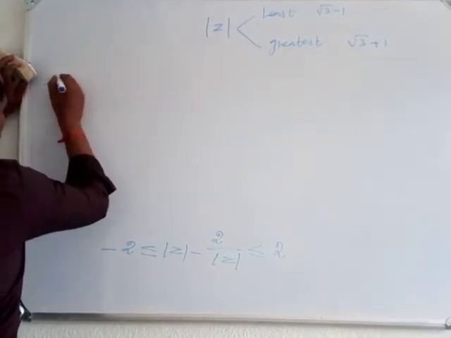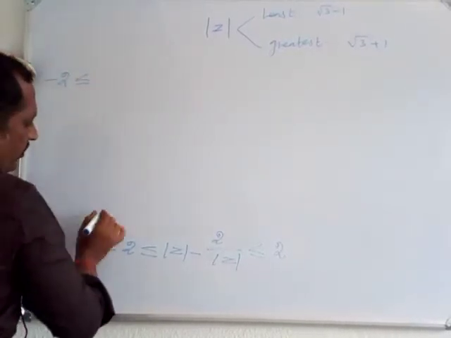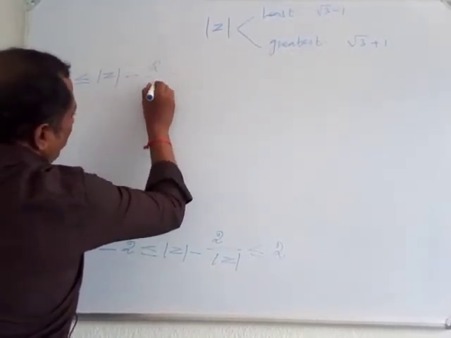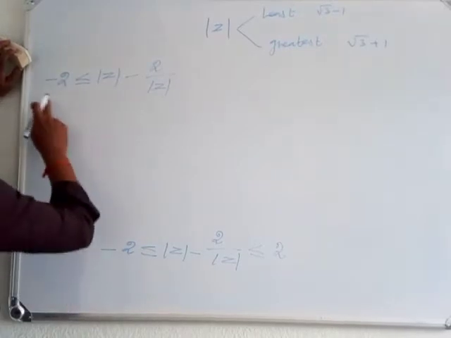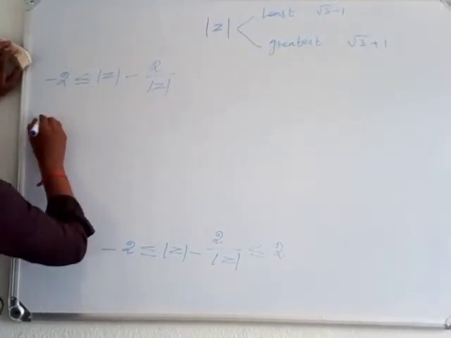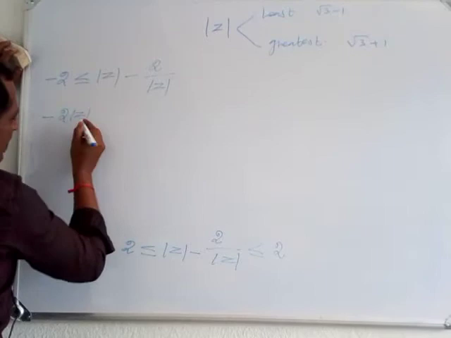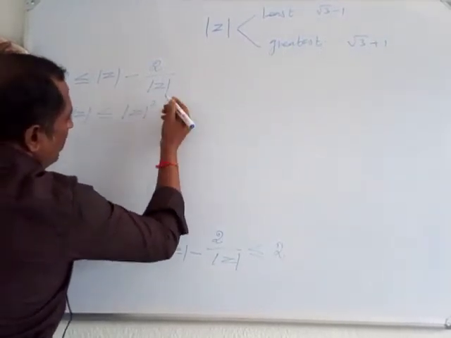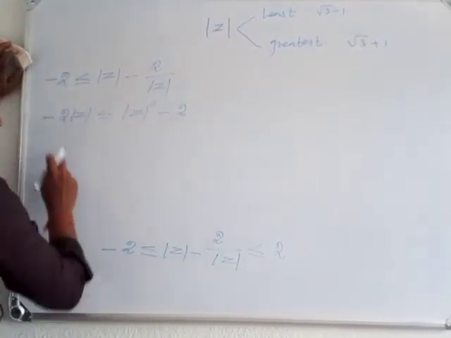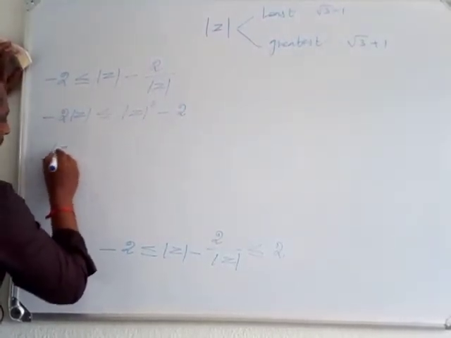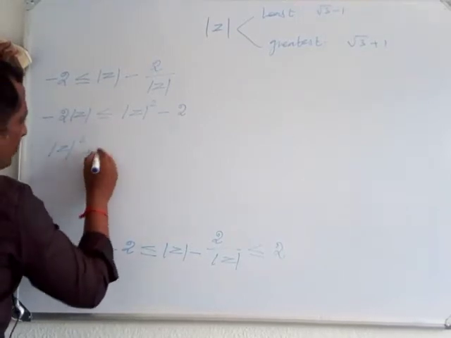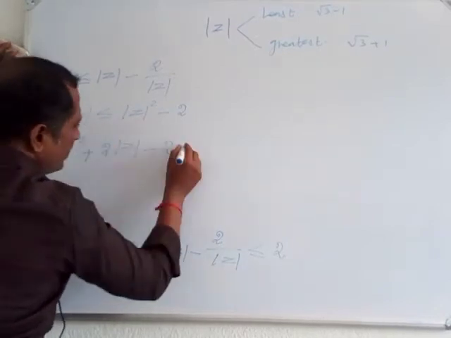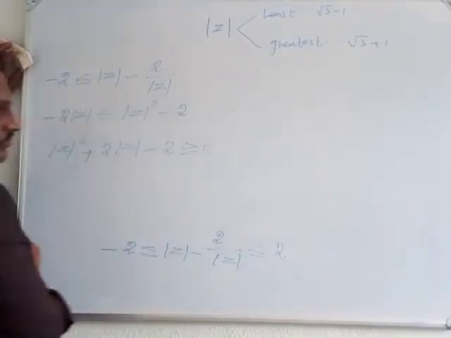So for minus 2 less than or equal to modulus of z minus 2 divided by modulus of z, multiplying throughout by modulus of z, we get minus 2 times modulus of z less than or equal to modulus of z square minus 2. This minus goes to the right side: modulus of z square plus 2 times modulus of z minus 2 is greater than or equal to 0.